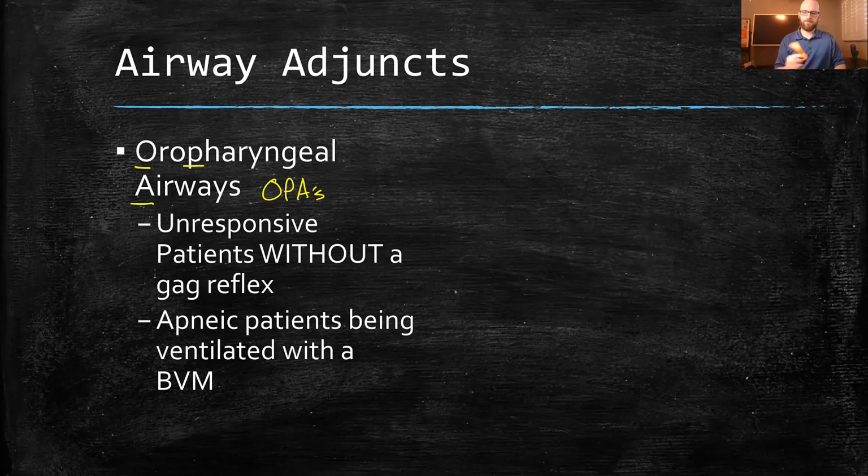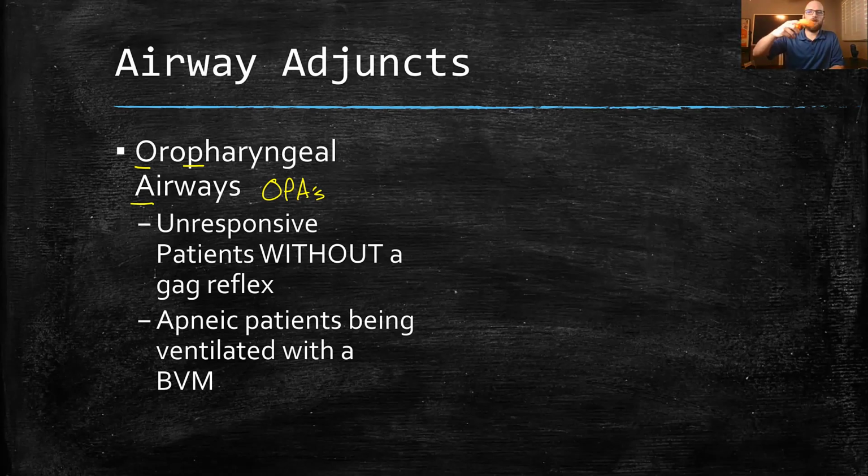So measurement of the OPA, right? It's going in the mouth to the back of the throat. So we'll measure it from the corner of the mouth, right, to, most books will say, your earlobe, right? So corner of mouth to earlobe is the proper measurement, right? And they have all the way down to little teeny tiny ones for an infant, and they have full size adult ones.